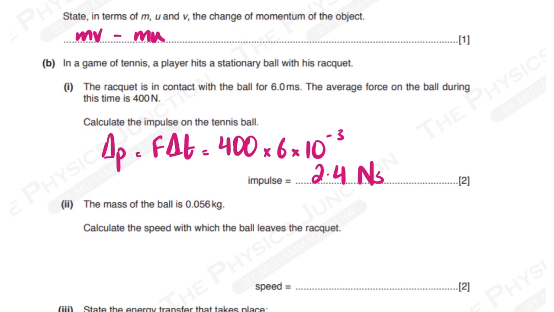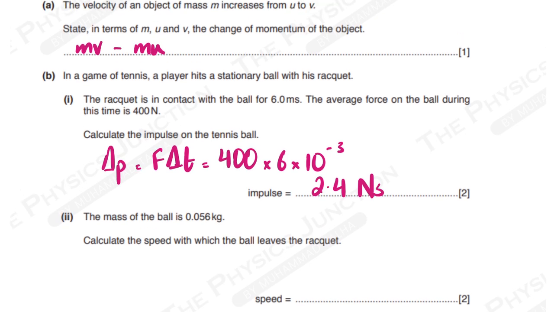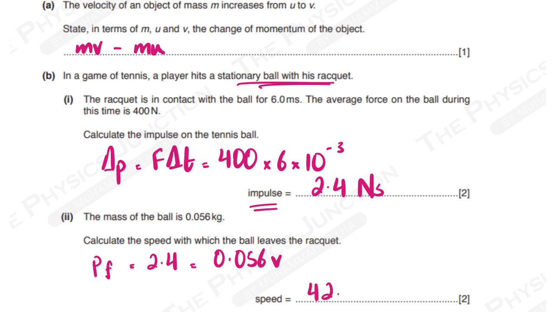So Newton second or kg meters per second. Mass of the ball is given. Calculate the speed with which the ball leaves the racket. So I know that the impulse, because initially the ball was stationary, is just the change in momentum, that's really the final momentum, right? Because usually I would say final minus initial, but there is nothing here, so it's minus 0. So that is equal to 2.4, which I know is mv, so 0.056 times v, and you find out v from here. So v turns out to be 42.857, so 42.9 or 43 meters per second are both correct.